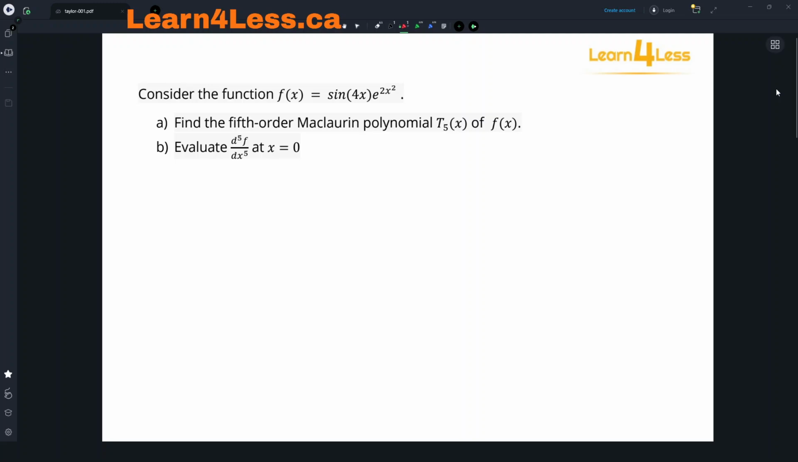Take a few moments to read through the question carefully and give it a try before watching the solution.